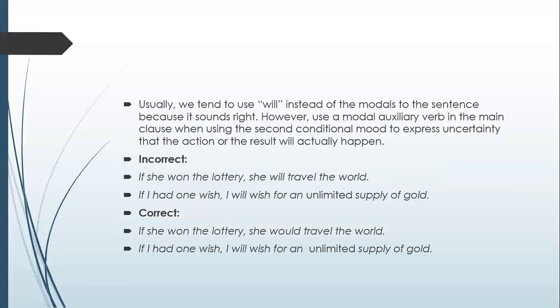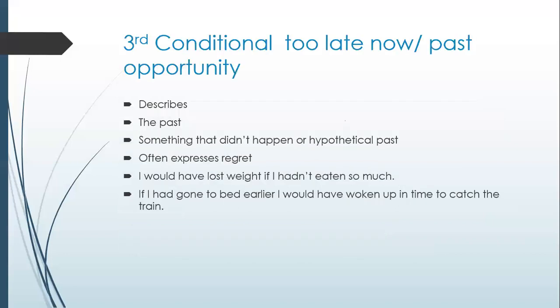Moving on. So usually we tend to use will instead of the modals in the sentences because it sounds right. However, use a modal auxiliary verb in the main clause when using the second conditional mood to express uncertainty that the action or the result will actually happen. Now, if she won the lottery, she will travel the world. It should be she would travel the world.